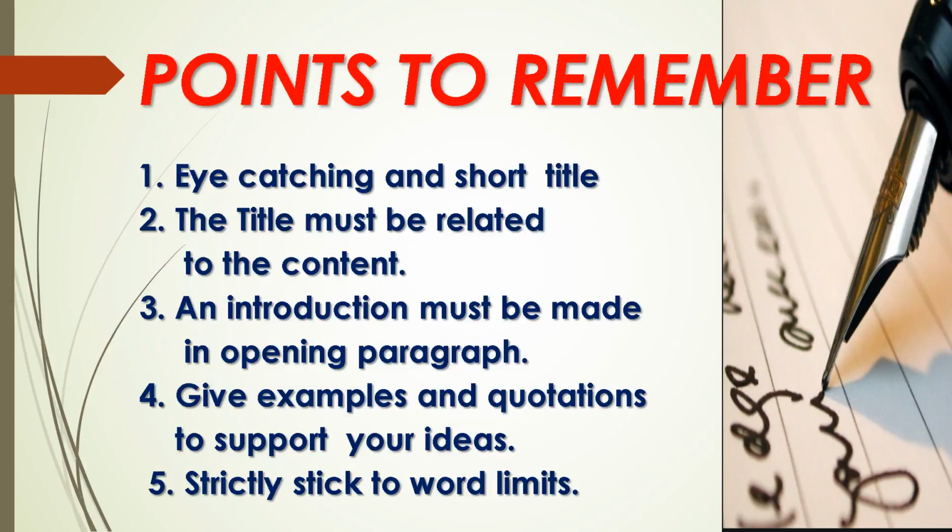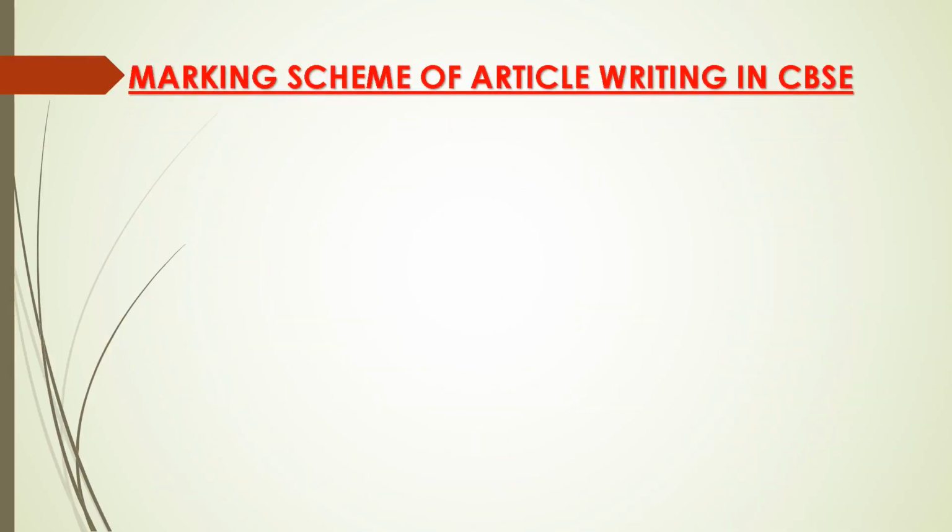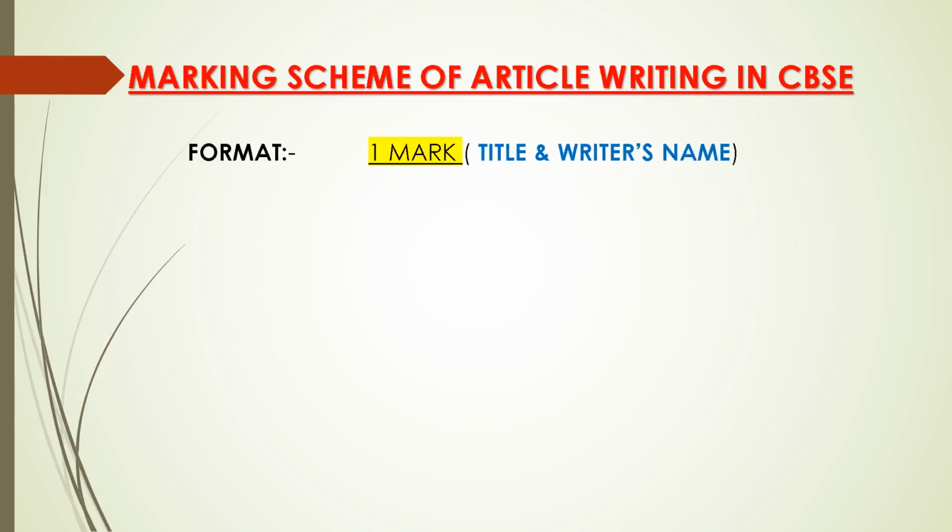Now see the marking scheme of article writing in CBSE, because it is very important. You should have enough idea regarding the marking scheme. In the examination, an article will be asked for 8 marks. So see how the distribution of 8 marks is done for article writing. There will be 1 mark for format, that I have given you previously. It means at first you have to write the title, then the writer's name, then you start writing your introductory paragraph, then the main content, then the concluding paragraph. For this format only, not words, you will get 1 mark.